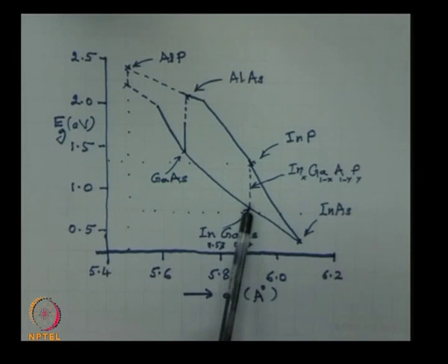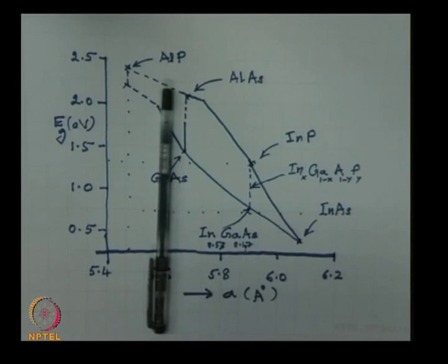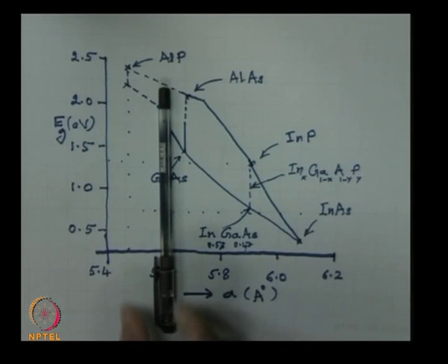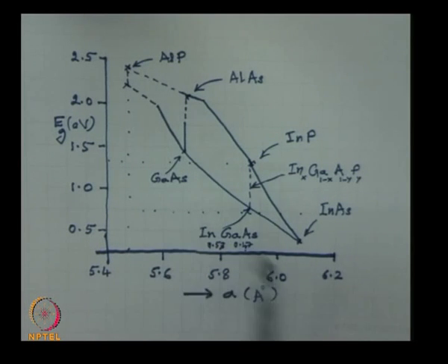This is lattice matched to indium phosphide. If you see indium phosphide, any compound which is remaining on the vertical line, if there are two compounds on the same vertical line, which means they have the same lattice constant. So this particular composition which I have shown has the same lattice constant as indium phosphide. Indium phosphide has a band gap of 1.35 eV and a lattice constant of 5.87.